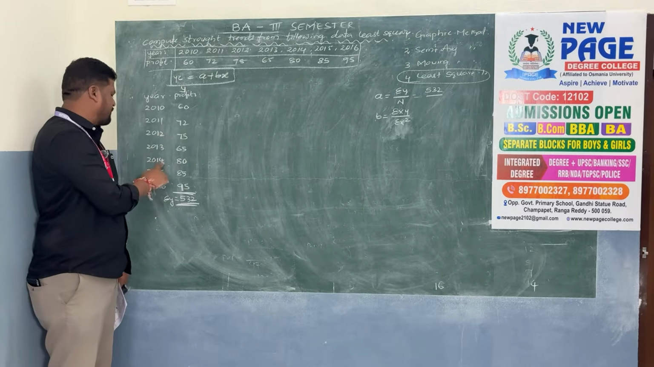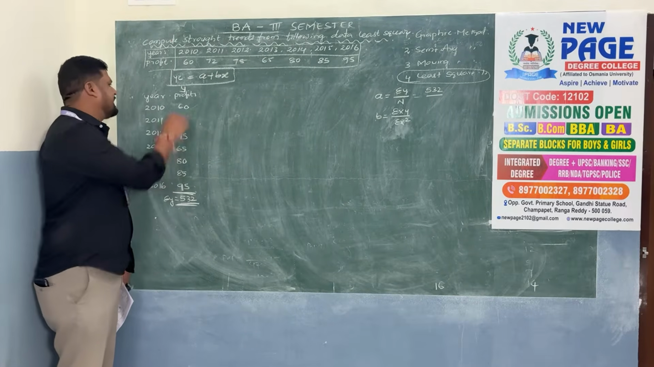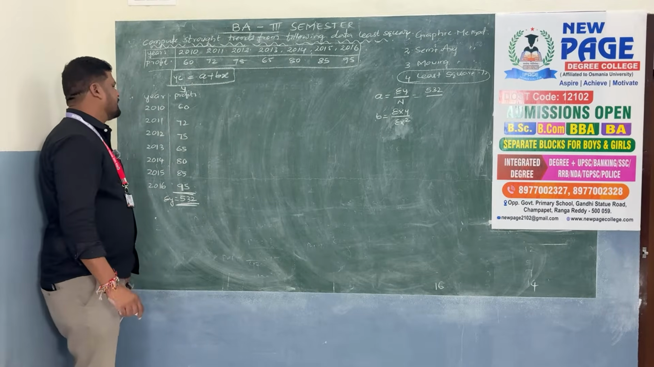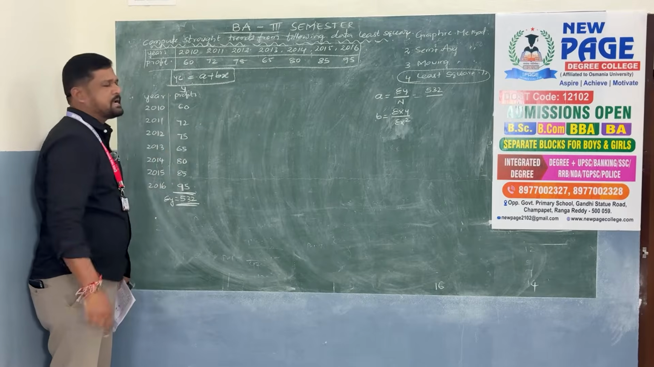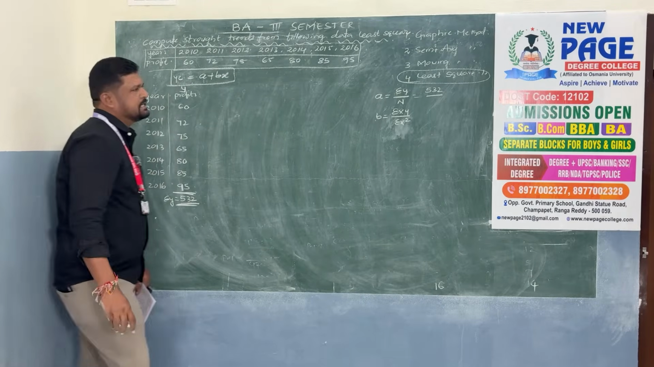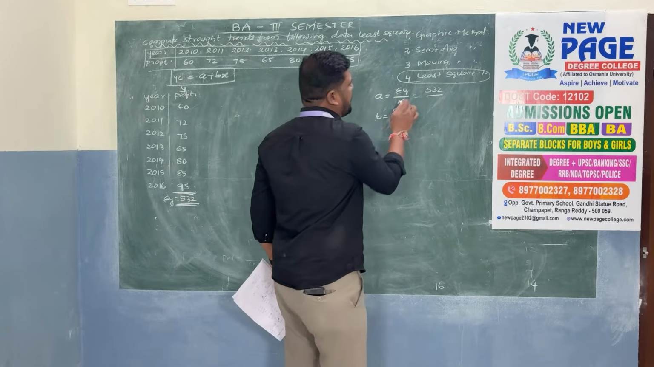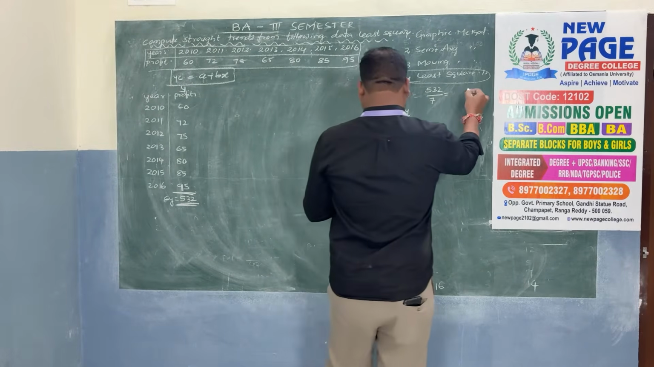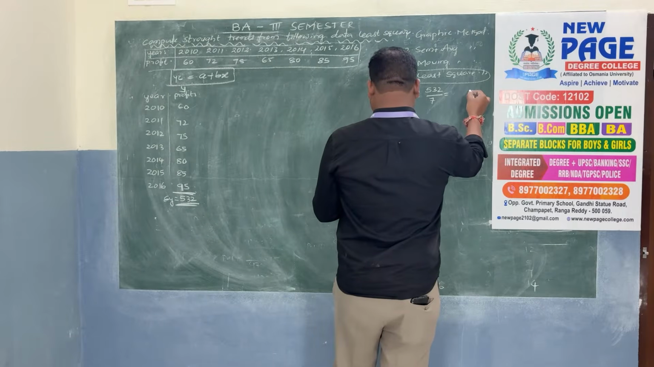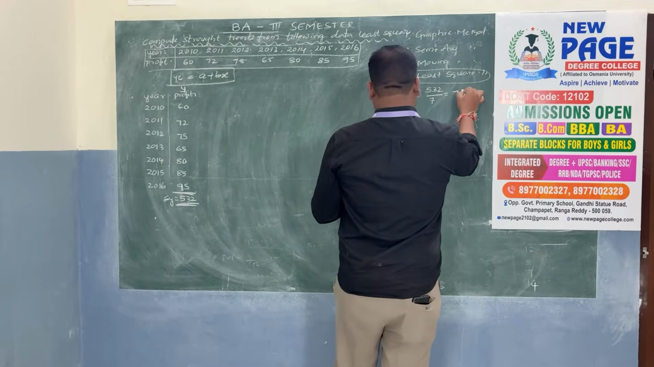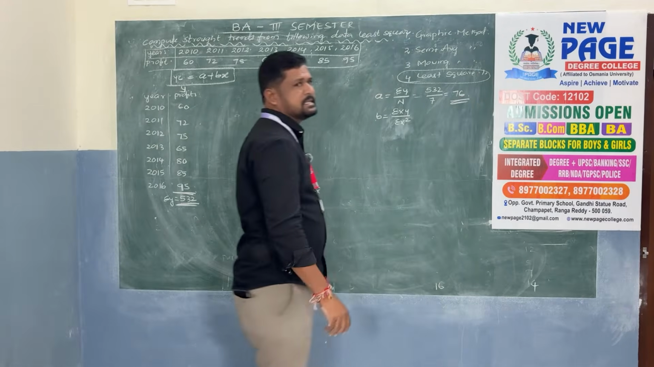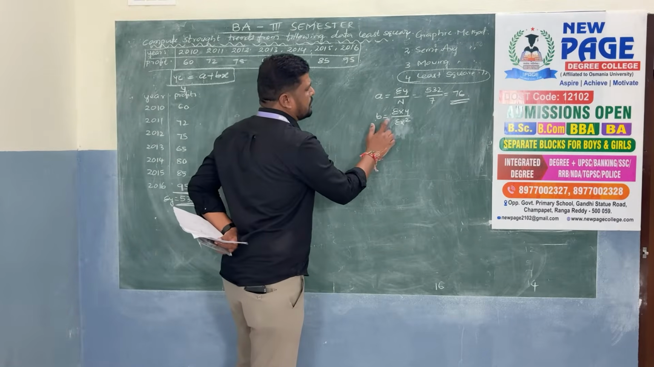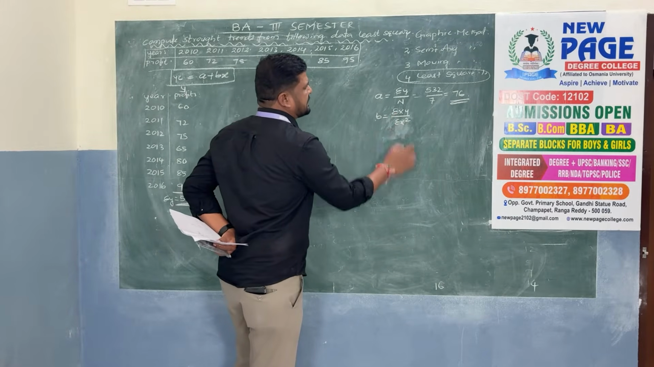N = 1, 2, 3, 4, 5, 6, 7. So here we are given odd numbers, not even numbers: 1, 2, 3, 4, 5, 6, 7. a = sigma y by n = 532 divided by 7, which is 76. So a = 76. Then find out the b value: b = sigma xy by sigma x square.